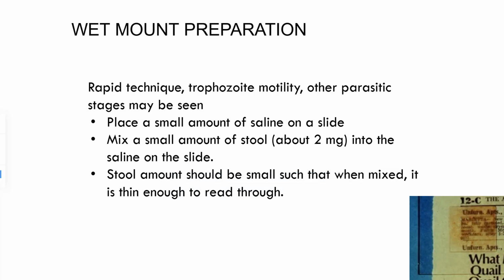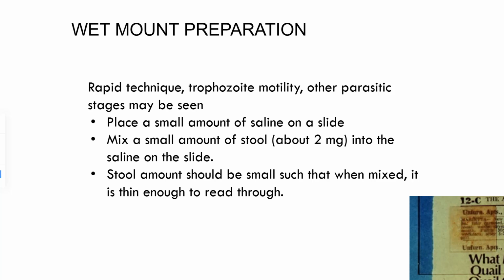So wet mount preparation is a rapid technique. You can visualize trophozoite motility, and other parasitic stages may be seen. You place a small amount of saline on the slide, and mix a small amount of stool into the saline. The stool amount should be small such that when it's mixed, it's thin enough to read through. So here you can see a glass slide, a cover slip on top of the glass slide, and you can see the consistency of the stool that's been mixed in the saline on the slide. You can read through it.